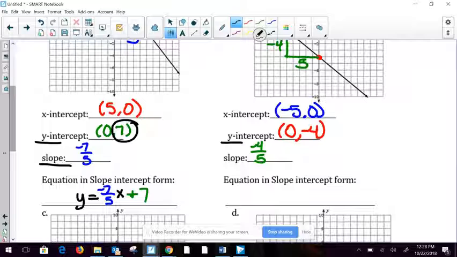Now that I have that, my y-intercept is (0, -4). My slope is negative 4 over 5. So when I write my equation, y is equal to, what's that slope? Negative 4 over 5. I still have an x. So what's my y-intercept? You guessed it, a negative 4.